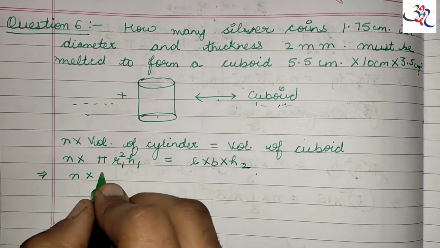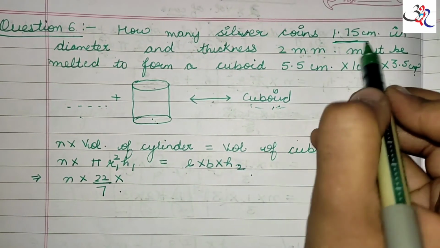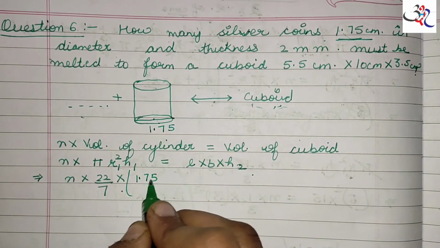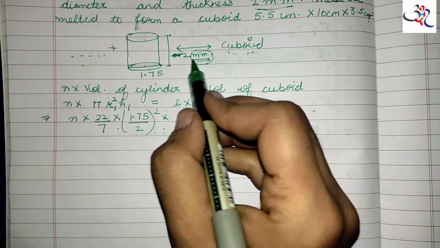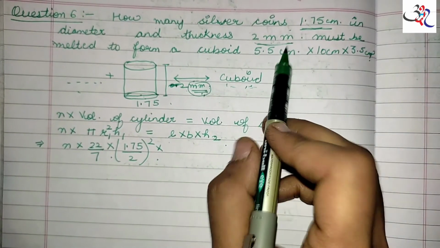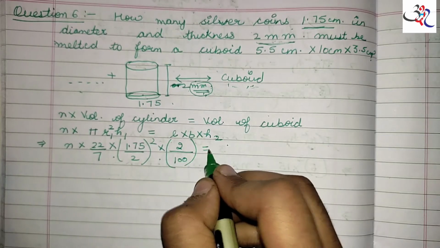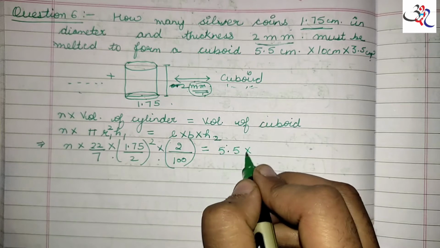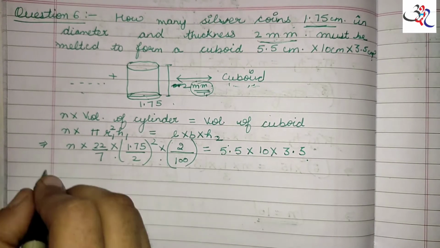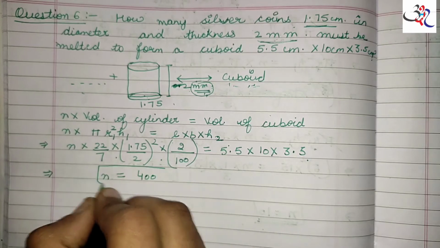So n into pi is what? Pi is my 22 by 7. Radius dimensions are given. The diameter is given to us for this, which is 1.75. So put the value 1.75 by 2 whole square into 2 millimeter thickness, which is given to us. Because all the remaining dimensions are in centimeter, we have to convert this 2 millimeter into centimeter. Length is 5.5 into breadth is 10 and height is 3.5 centimeter. So again, after doing simplification, you will get number of coins is equal to 400.